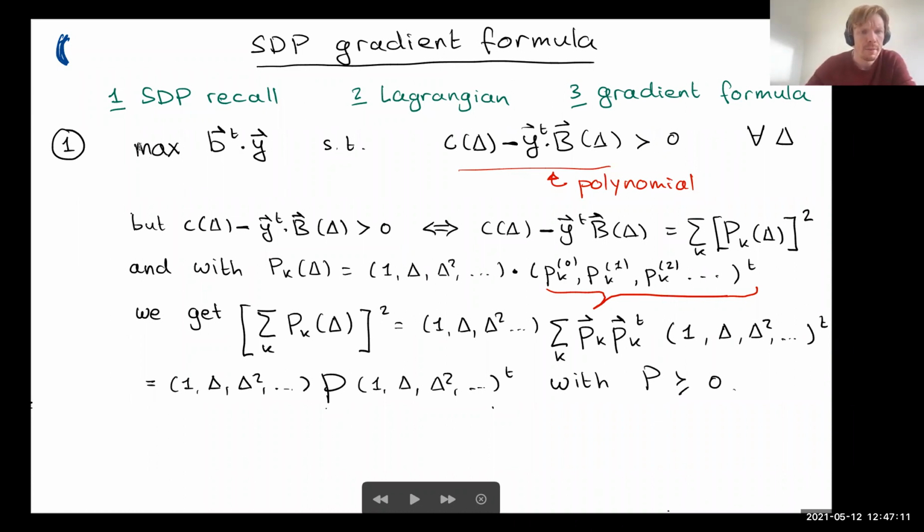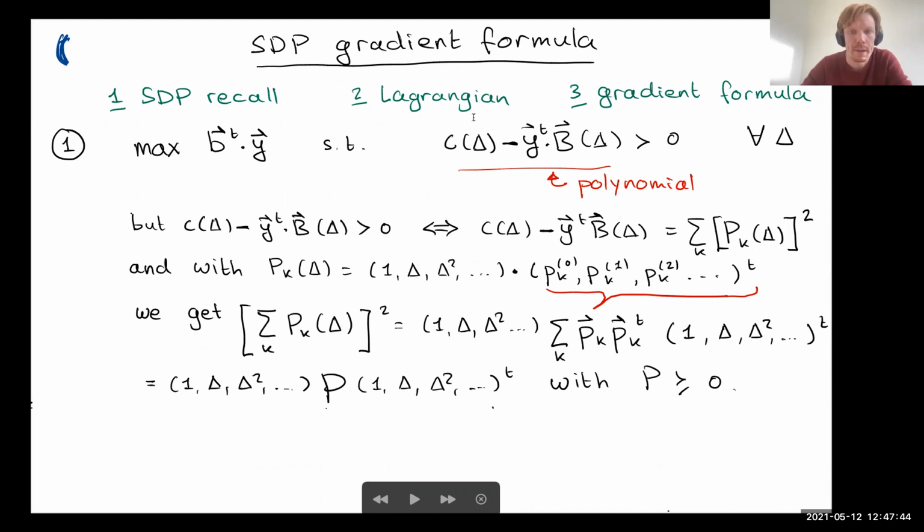So, a recall of semi-definite programming, apologies to those who know this, which may be the bulk of you. What we often want to do is maximize the coefficients. We have as our freedom some vector of coefficients, typically called y, and we want to maximize b^T y, where b is given, subject to some constraints of positivity of the functional for all delta. In practice, it's only delta above the unitarity bound, but that doesn't change much.